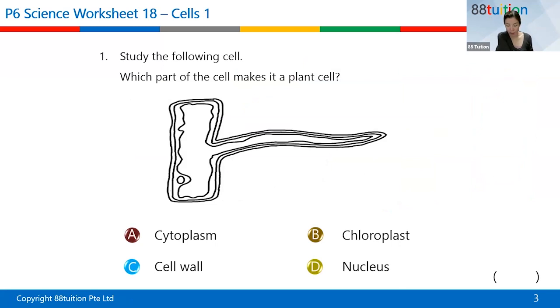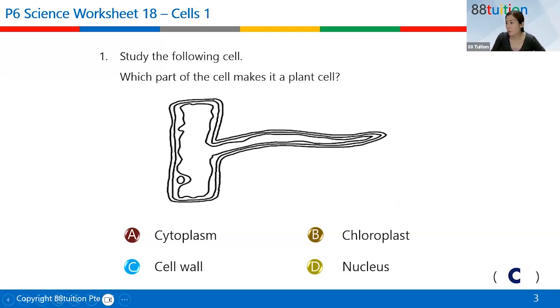Which part of the cell makes it a plant cell? Now, there are two main things about plant cells that we look out for. One of it is definitely chloroplasts. The other one will be cell wall. Thank you. So in this case, do you see chloroplasts in the root cell? No, right? So you look out for cell wall. Okay, so answer is C.